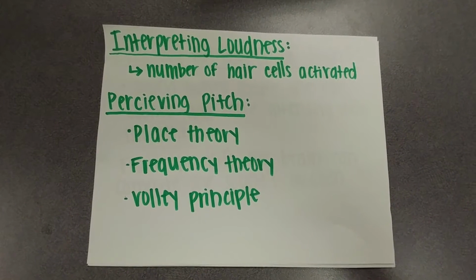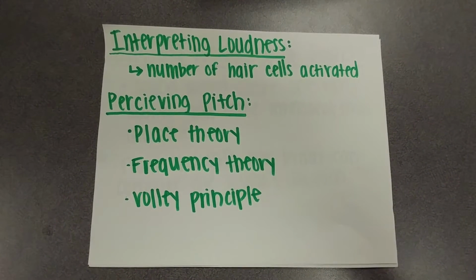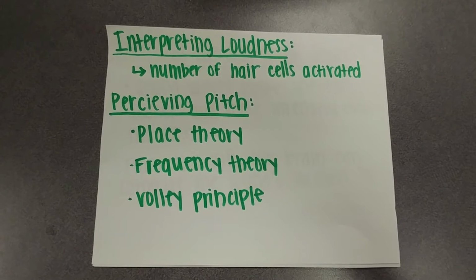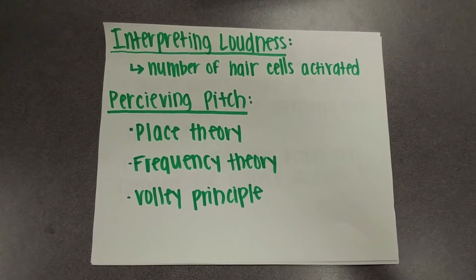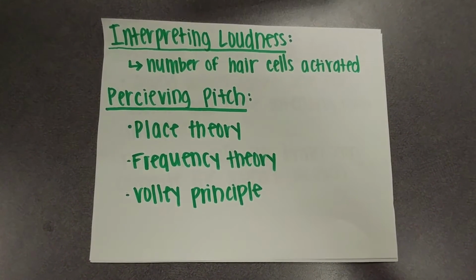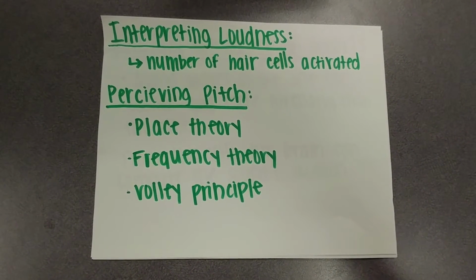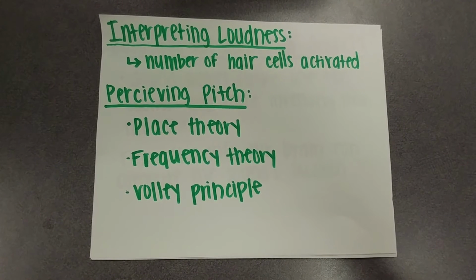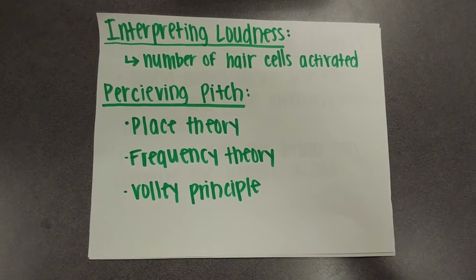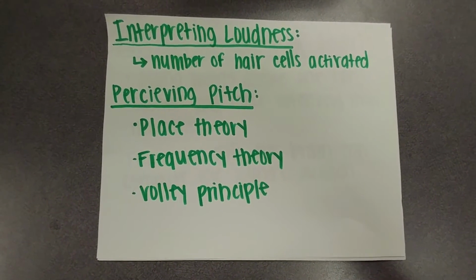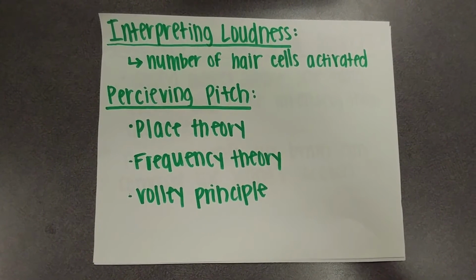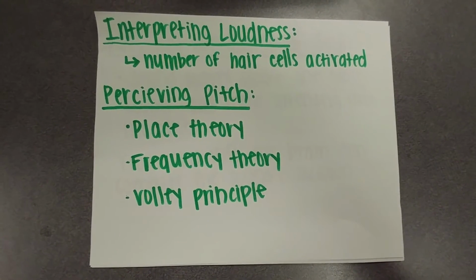In frequency theory, the brain reads pitch by monitoring the frequency of neural impulses traveling up the auditory nerve. The volley principle has neurons alternate firing to achieve a combined frequency above 1,000 waves per second, firing action potentials slightly out of phase, so that in combination a greater frequency of sound can be encoded and sent to the brain.